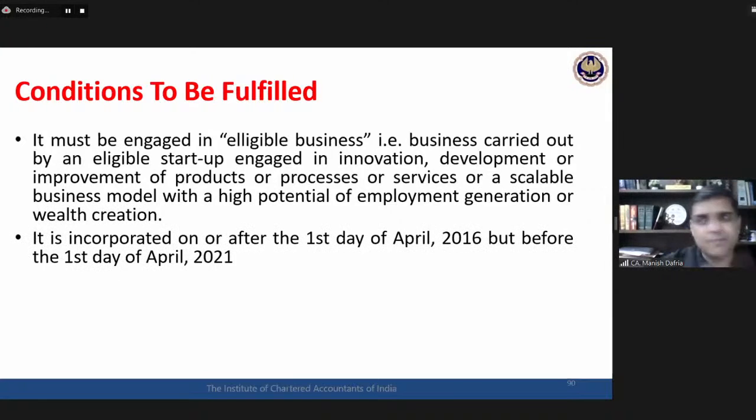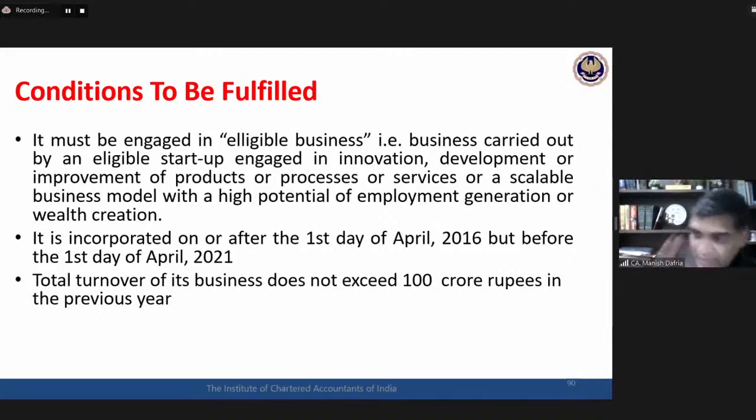Okay, this is important. The definition of business may not be of that much importance from examination perspective, but this date is important. This entity which is claiming exemption must have been incorporated between 1st April 16 till 31st March 21. So we all can realize practically this year is the last year for this particular section. Entity incorporated after 31st March 21 will not be entitled for this deduction.